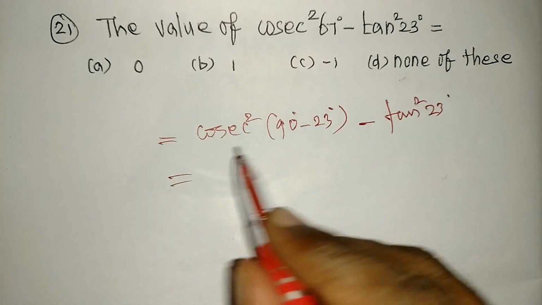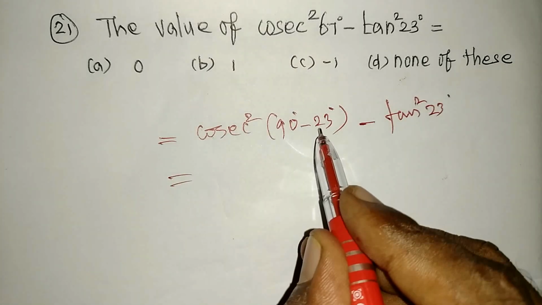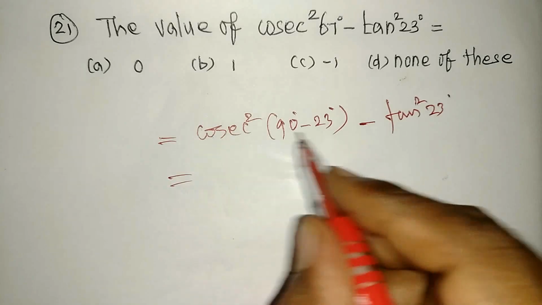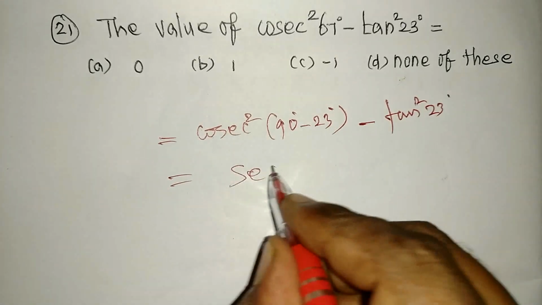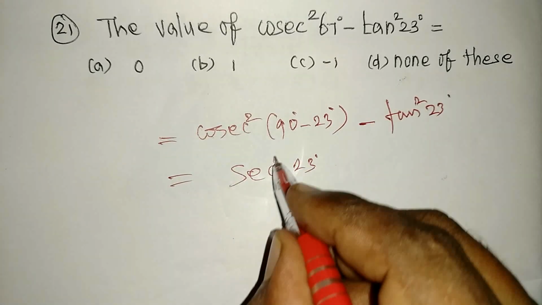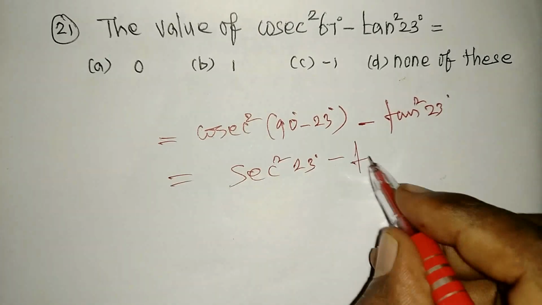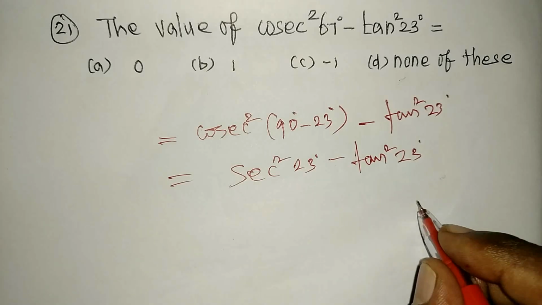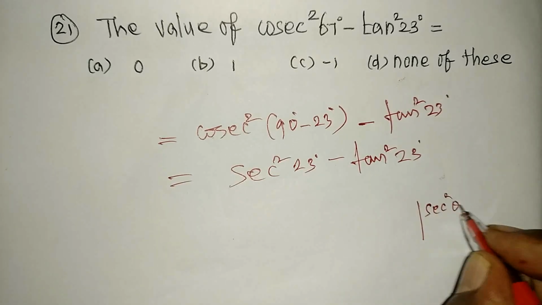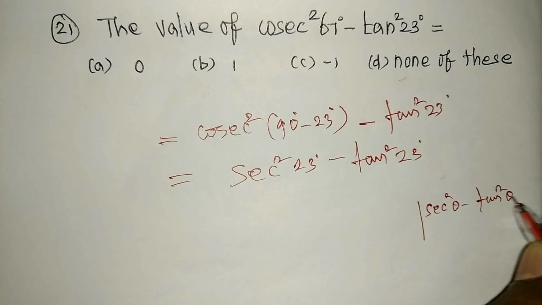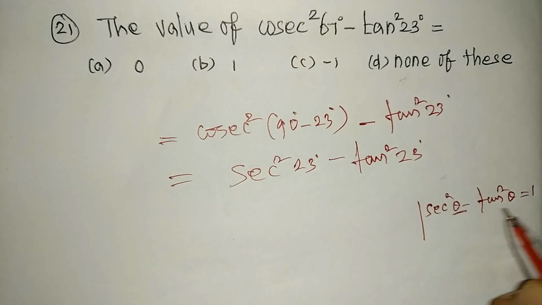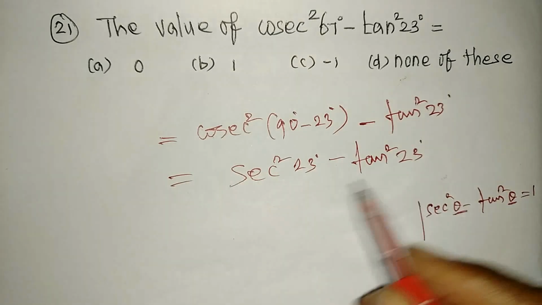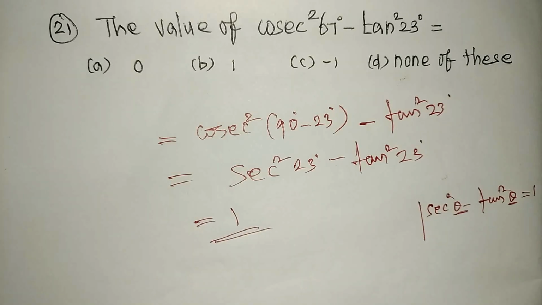Now see, cosecant of 90 minus theta is equal to secant theta, but here, instead of theta, we have 23. So secant 23 degree, we have a square, so secant square, minus tan square 23 degree. We know that identity: secant square theta minus tan square theta is equal to 1. When theta is the same, this is applicable. Here theta is 23, so I'm giving 1. So we have option number B. That's it. This is our required answer. We'll go for the next question, 22.